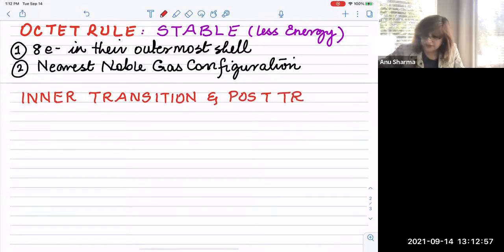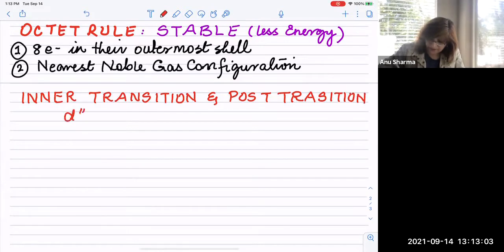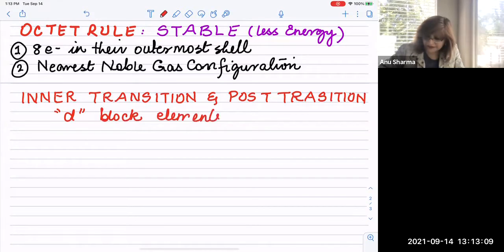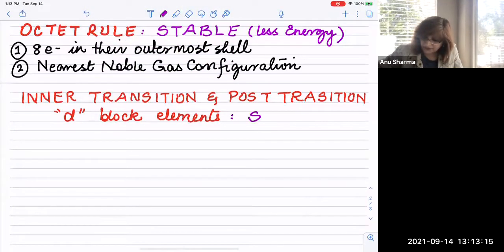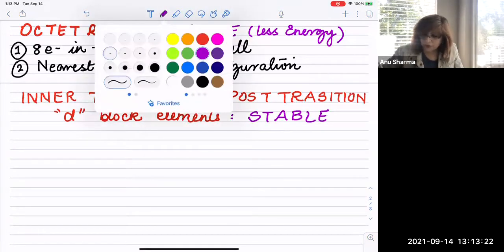Now, these are the D and the F block elements. Okay, the D block elements. So for your course, just keep it to D block elements. So what is the deal with them? For them, how are they going to become stable? These guys become stable when they have half-filled or full-filled subshells, or orbitals.